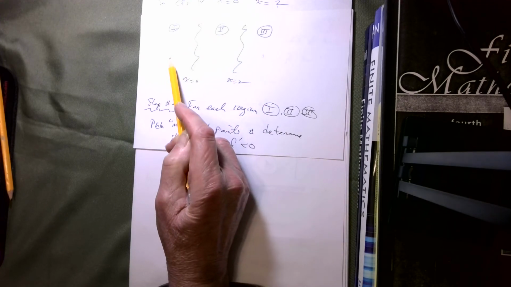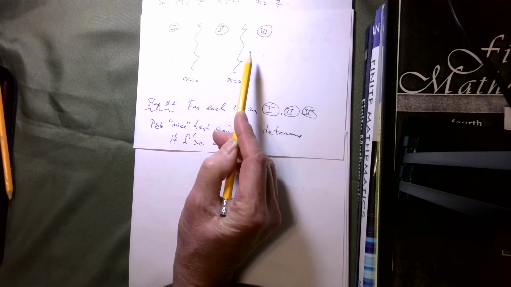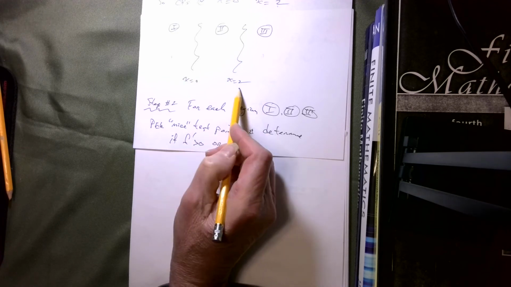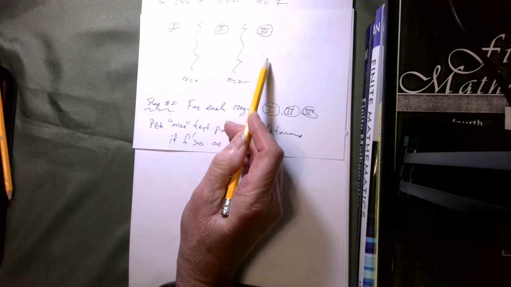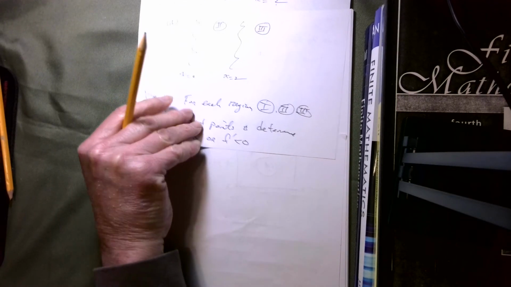So for here, test point is going to be what? Negative 1. From here, what's the nicest number I know between 0 and 2? 1. What's the nicest number I have to the right of 2? 3. That's how we're going to pick our test points.